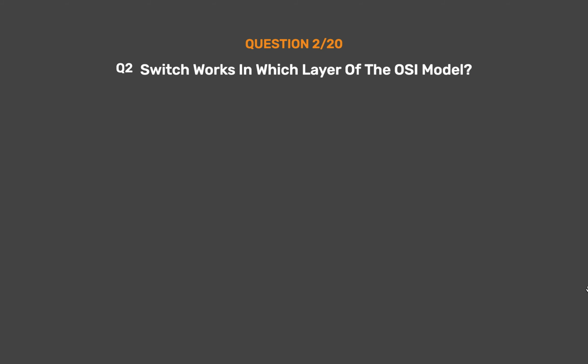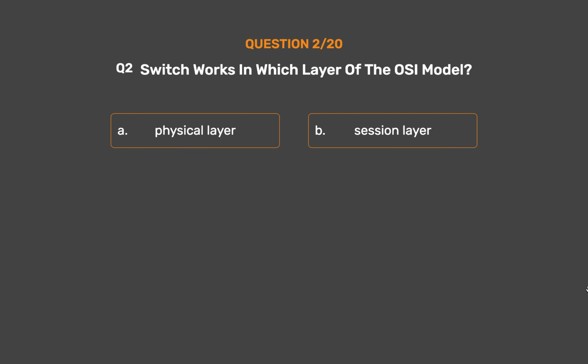Question number 2. Switch works in which layer of the OSI model? Option A. Physical layer. Option B. Session layer. Option C. Data link layer. Option D. None.